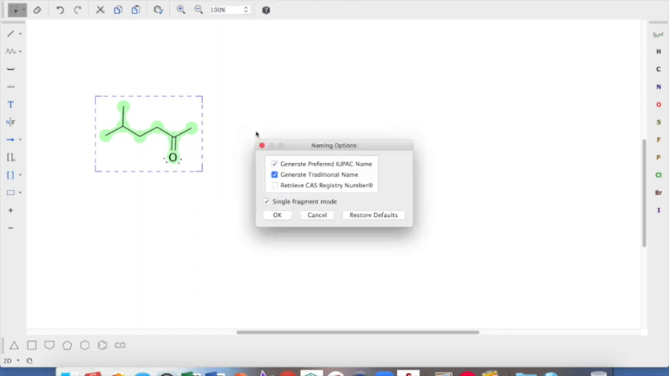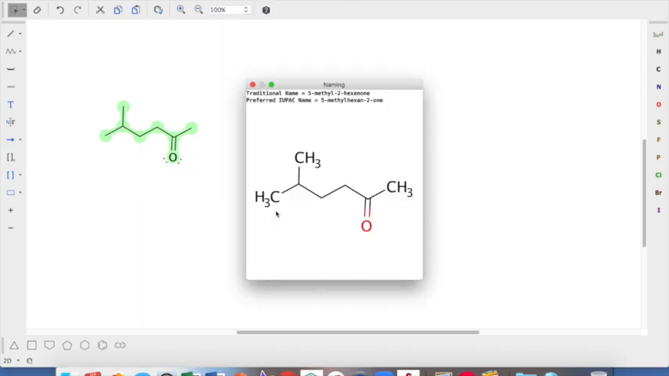Structure to name. There it is. We're going 5-methyl. 1, 2, 3, 4, 5-methyl, 2-hexanone, 6 across. Instead of hexane, the -e becomes -one. Or you can call it 5-methylhexane-2-one. I usually use the top method, but either way is fine.